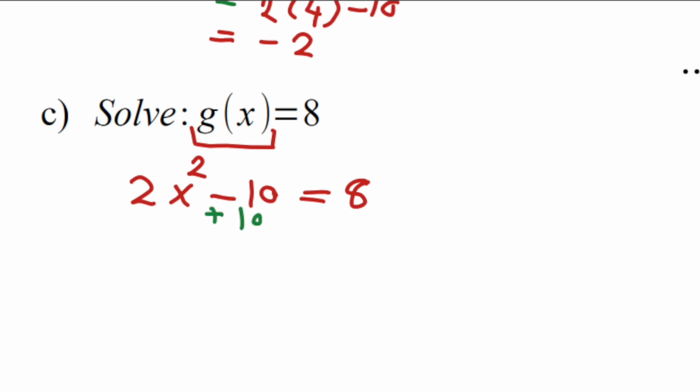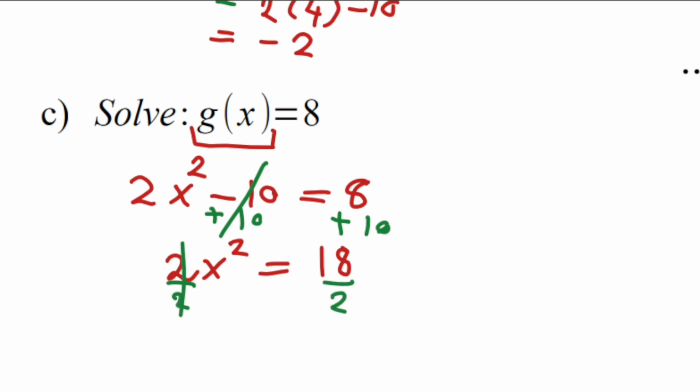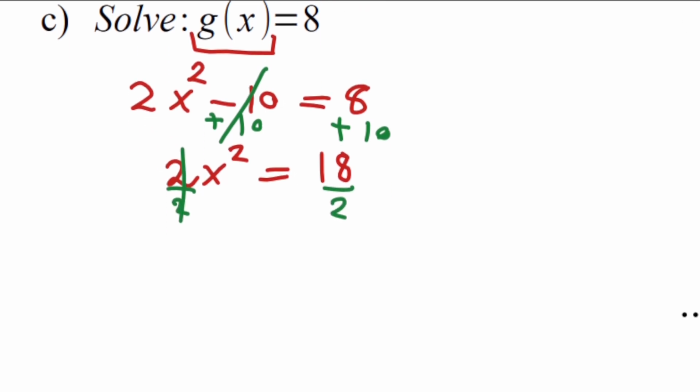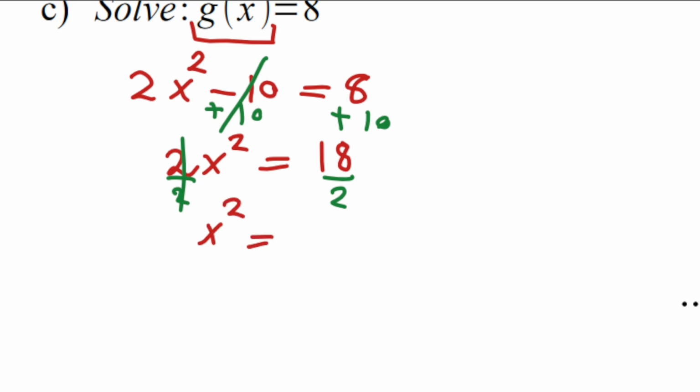Plus 10, plus 10. This 10 will cancel. So you will only have 2x squared on this side is equal to 10 plus 8, which is 18. Now divide by 2. This 2 cancels. You will only have x squared equals 18 divided by 2, which is 9. And then to find x, you will do the square root here, the square root there. The square root will cancel the 2. So you'll have x equal root 9.